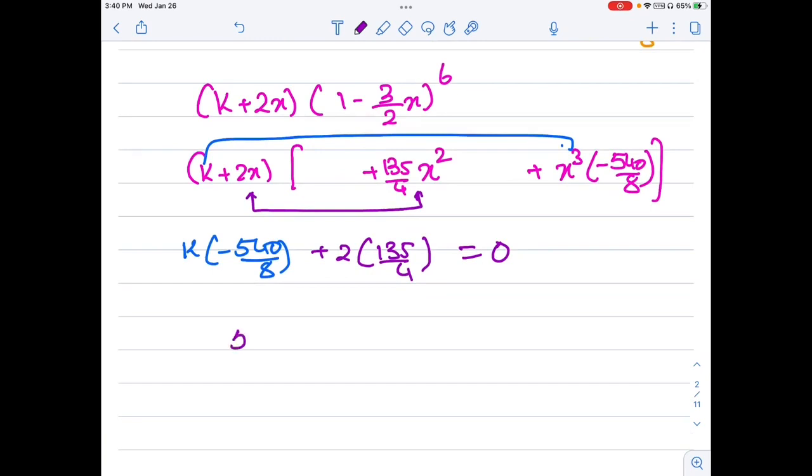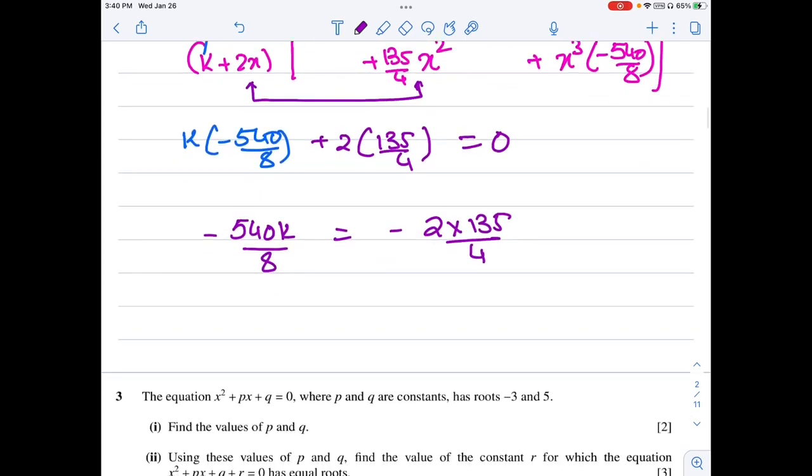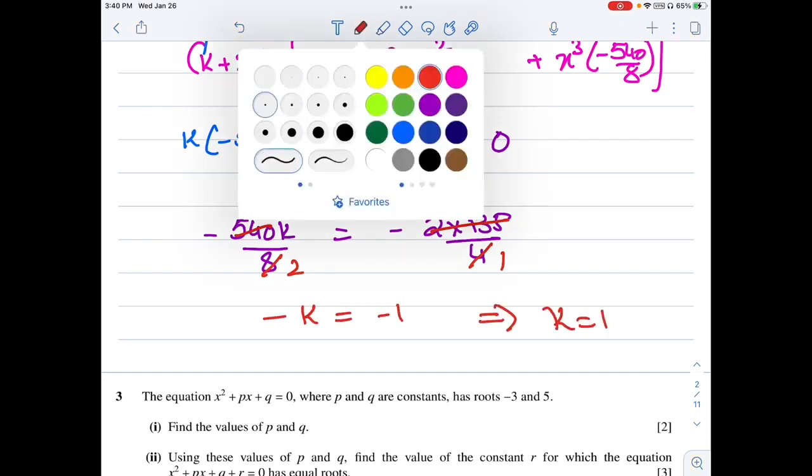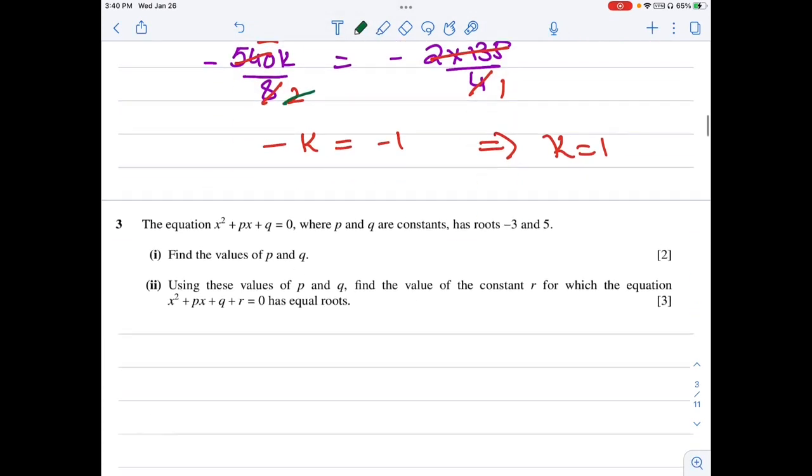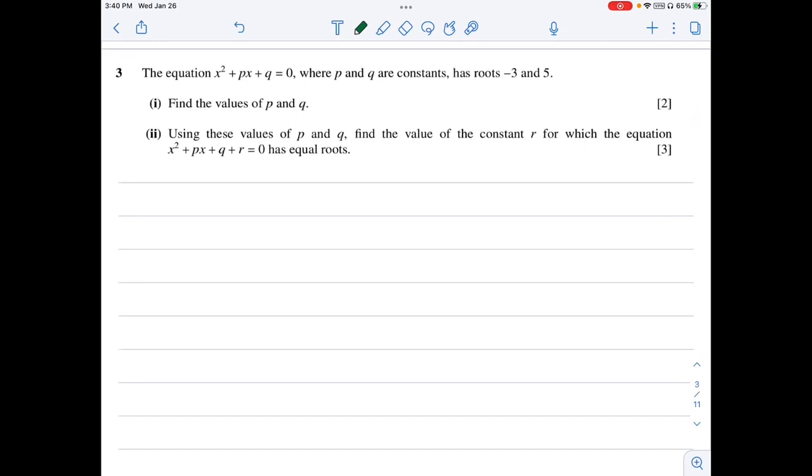So 540k upon 8 is equal to minus 2 times 135 upon 4. So you can simplify this one. 4 times 1, 4 times 2, then 135 times 2 is 270, 270 times 1, 270 times 2, so minus k is equal to minus 1, which implies k equal to 1, because we can see that 2 and 2 also get cancelled. Minus k equal to minus 1, k equal to 1. Question number 3.